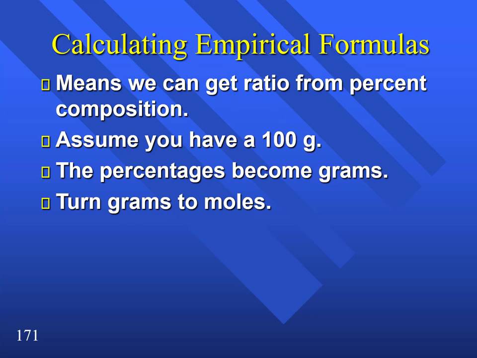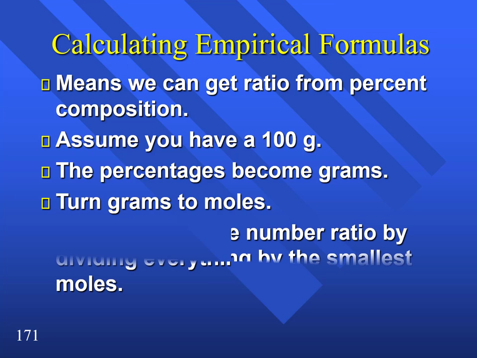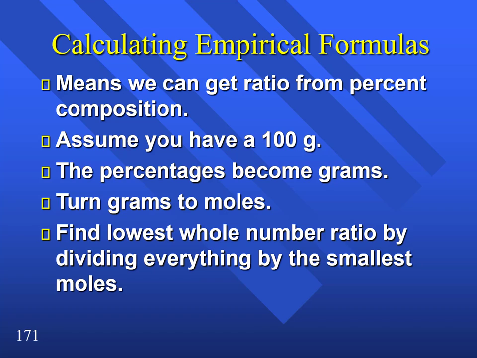Then grams I can turn into moles. So I do that for every percentage I have. It'll tell me the moles of each piece. And that's what I need to figure out the subscripts, because the subscripts are mole ratios. So I just have to take the moles I got and turn them into mole ratios. That means put the moles over each other. Find the lowest whole number ratio by dividing all the other ones by whatever the smallest one is, whatever the smallest number of moles you have. And it's going to be a whole number ratio.